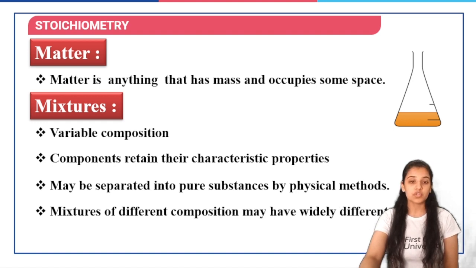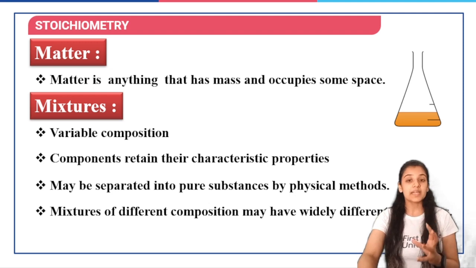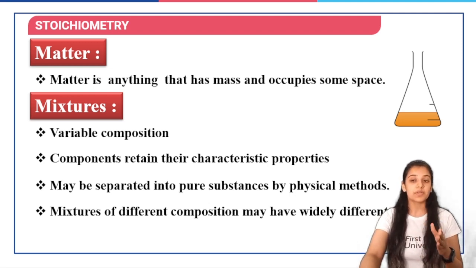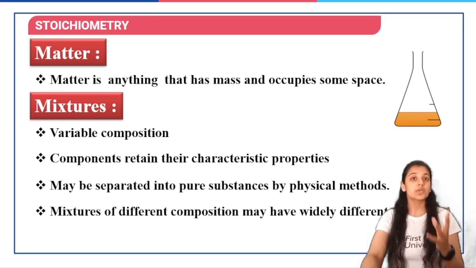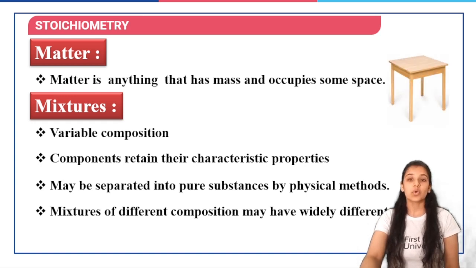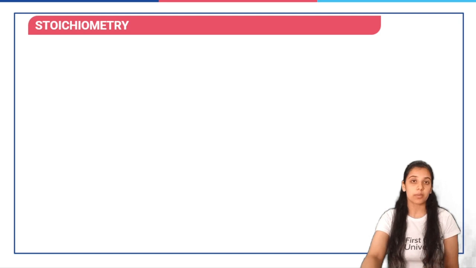Then, mixtures of different composition may have widely different properties. If I have A and B components that are present in a mixture, the properties of the mixture are going to be different with different amounts of these components. Say in the first conical flask, A and B are present in the ratio 1:2, but in the second conical flask, A and B are present in the ratio 2:1. That is going to completely change the properties of the two mixtures in the two containers. When I talk of table, that's also matter because it has got mass and it is occupying space. For example, air, milk, gasoline.